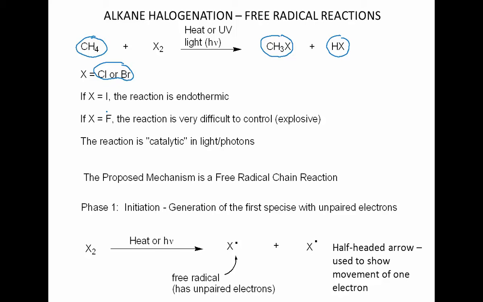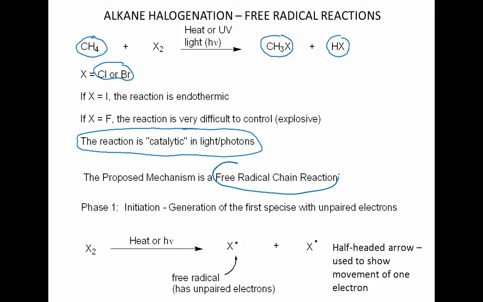Another interesting fact about this reaction before we consider its mechanism is that the reaction is catalytic in light, or catalytic in photons. When we do the photochemical reaction, all we have to do is flash the light on for just a little instant at the beginning, and that's enough for the reaction to continue itself. The mechanism for this reaction is the first example of something called a free radical chain reaction. And a free radical chain reaction basically occurs in 3 stages.